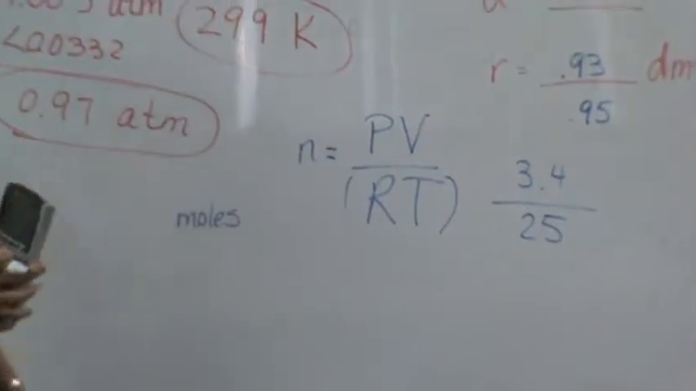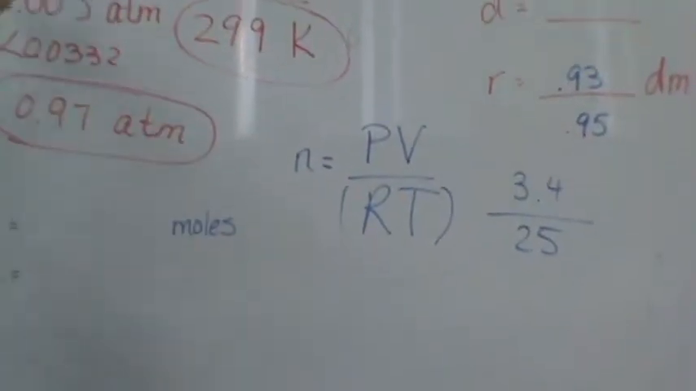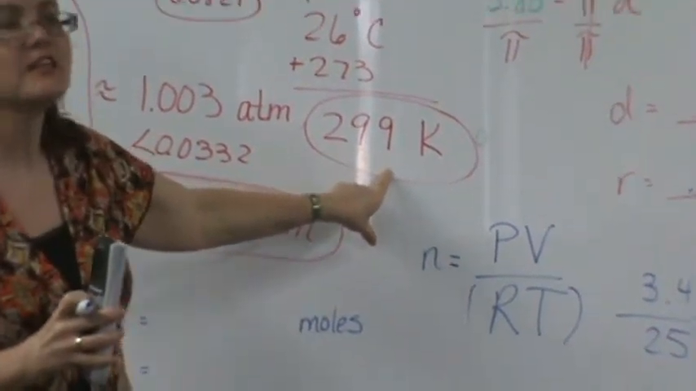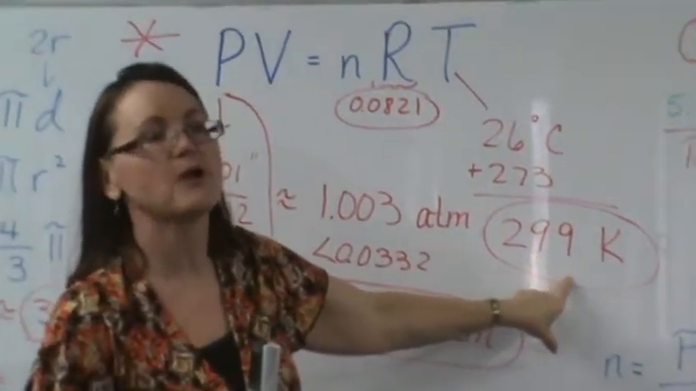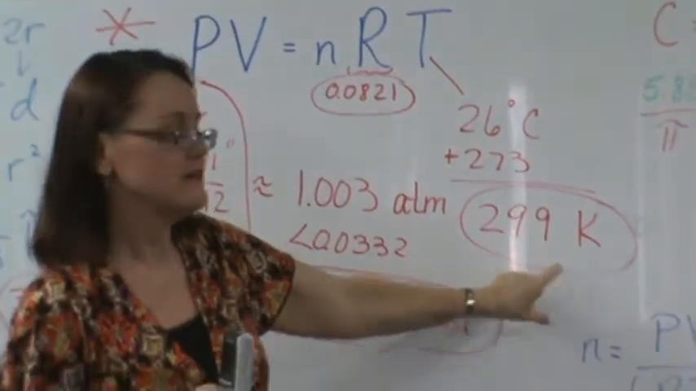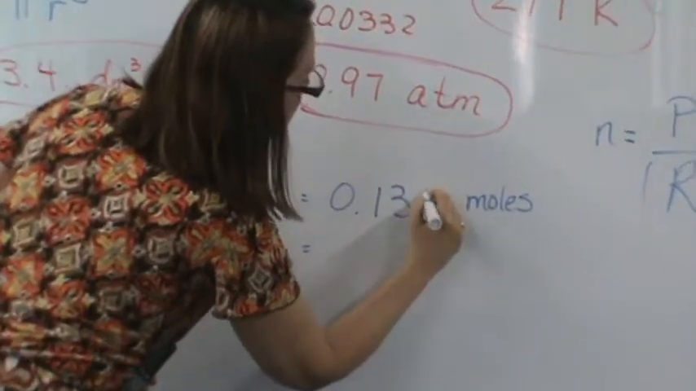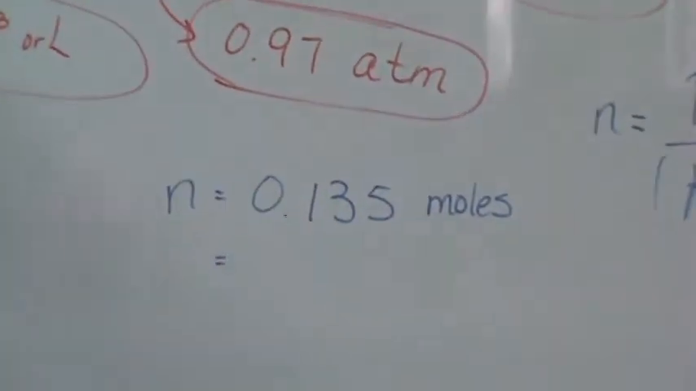That's what we messed up. It's P times this, in Kelvin. If you don't convert to Kelvin, then you're going to get a wrong answer. I got 0.135. Oh, look, I messed it up. I got 332. It should be about, yeah, I messed up.